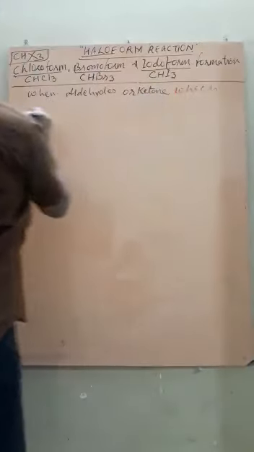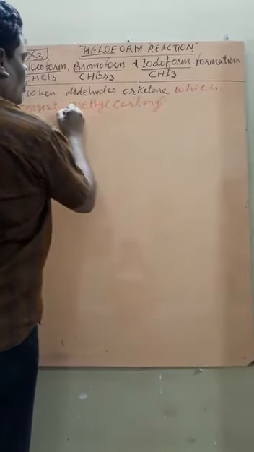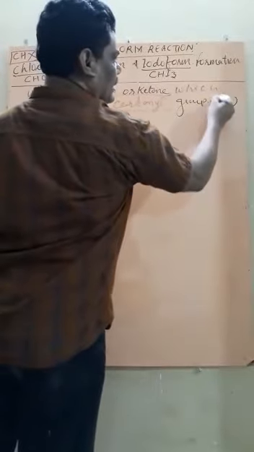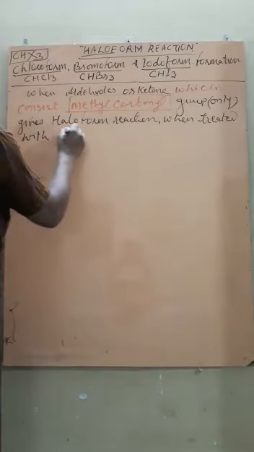When aldehydes or ketones which consist of a methyl carbonyl group, this is the most important condition, there must be a methyl carbonyl group, they give the haloform reaction when treated with a halogen molecule.